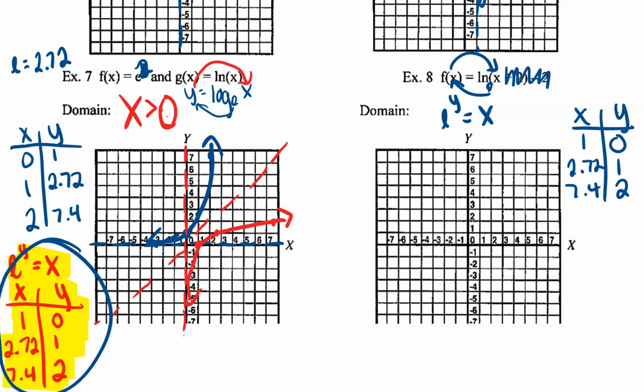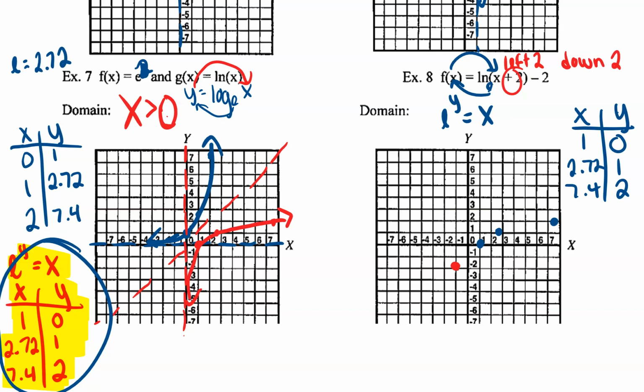I graph those: 1, 0, 2.72, 1, and 7.4, 2. But then I need to make sure to shift them. This is going to be left 2 and then down 2, because it's opposite of this one. So left 2, down 2.